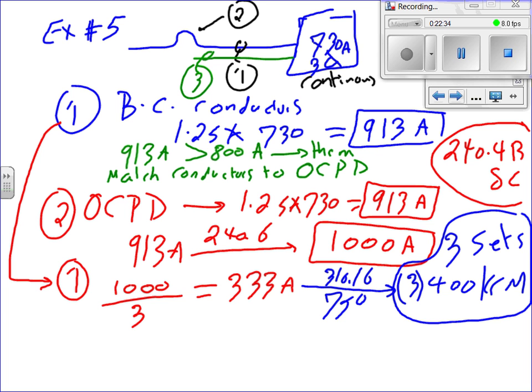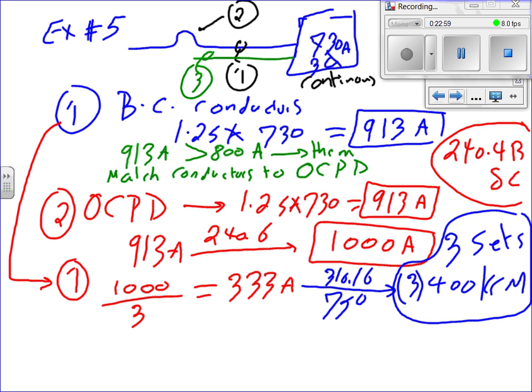913. What's the next one down? Next overcurrent protection device down, 800. There's no 900. Okay, 800. Now, I don't want you to write this down, but this is the scenario. Instead of going up here to 1,000, go down to 800. Now I have an 800, right? And I size my conductors, my overcurrent protection device is 800. I decided to choose it down, 800.